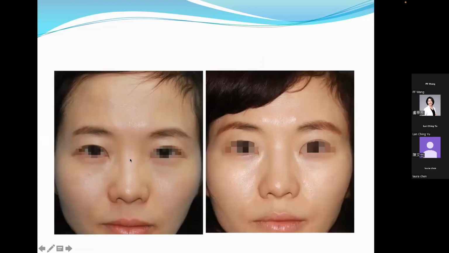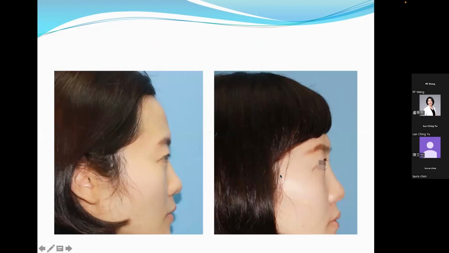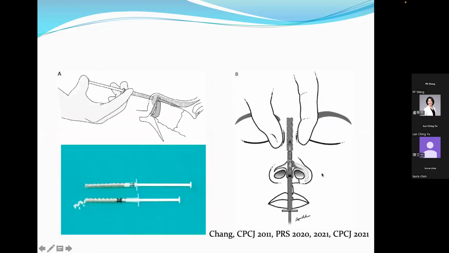This young lady had a rhinoplasty. After removing the prosthesis, she has a depression right over the nasal dorsum. Then I reversed it with fat injection. This is the lateral view. Still, we can increase the nasal dorsal height.